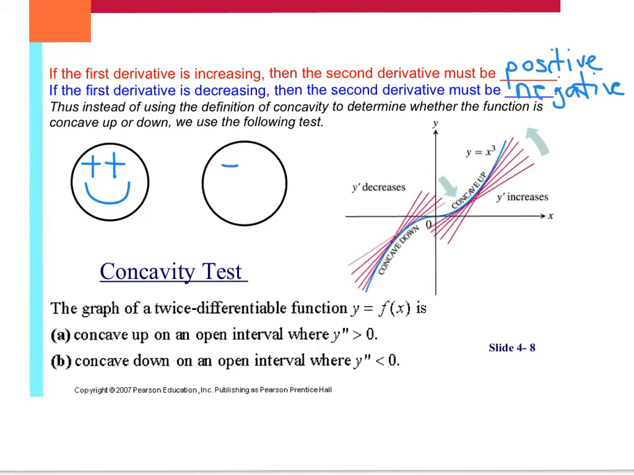Now, if the second derivative is negative, it's going to be concave down. Because if the second derivative is negative, then my first derivative is decreasing, which is the definition of concavity. Now, if my second derivative is positive, then that means the first derivative is increasing, which is the definition of concavity. So second derivative positive, concave up. Second derivative negative, concave down.